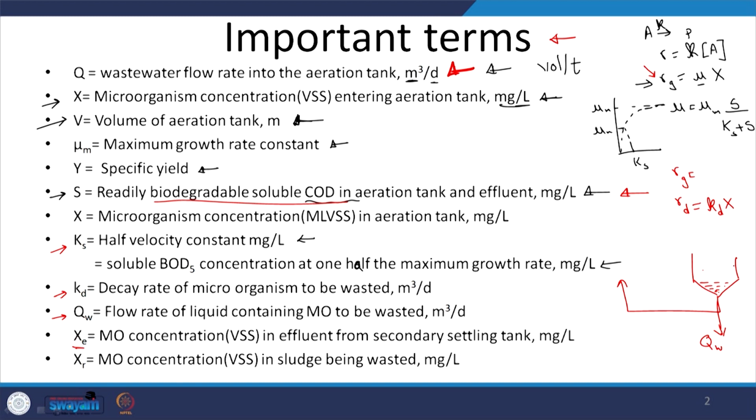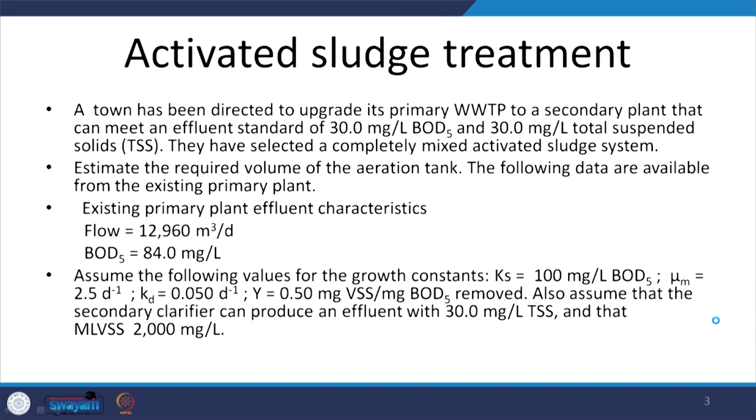Xe is the concentration of the microbes in the effluent, which is typically less, that is what we want. Xr is the concentration of the microbes in the recycle or in the wasted sludge, let us say. So, that is something to keep in mind. Let us try to look at a question and understand the different variables.